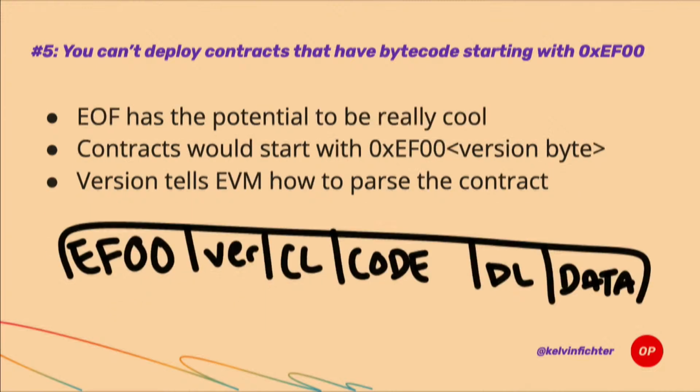It has the potential to be really cool. So the EOF, Ethereum Object Format contracts, would start with 0xEF and then a version byte. And that version byte tells the EVM how it's supposed to parse the contract. So one example here is, let's say this is a version 0 contract. We'll say that there's a specific area defined to tell you the length of the code. Then you have the code, and then you have the length of the data, and then you have the data, or something like that.